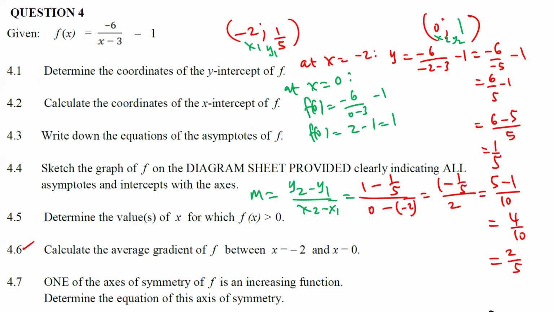Let's check this one. It is correct. So this means therefore that the average gradient is 2 out of 5. Average gradient is 2 out of 5.